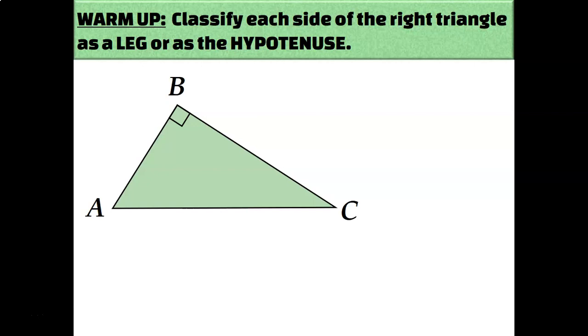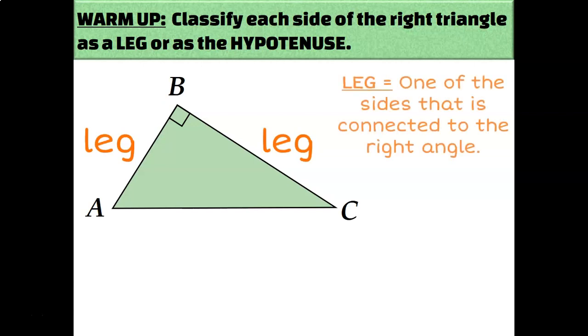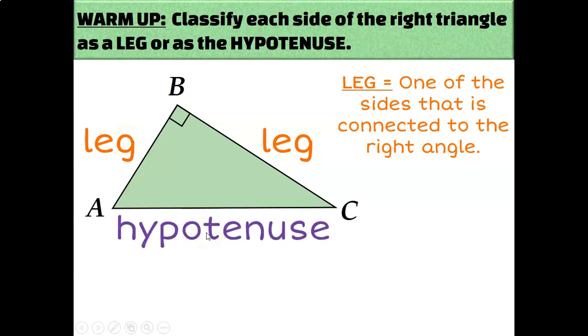create the right angle. So these two sides, AB and BC, are legs because they create the right angle. The right angle is angle B, AB is one of the segments that creates the right angle B, and BC is the other segment that creates right angle B. So that means that these two segments are called legs. And that means that the third side is called the hypotenuse.